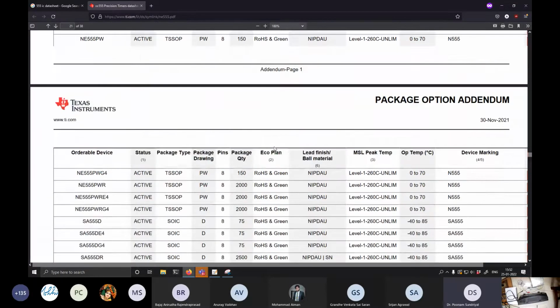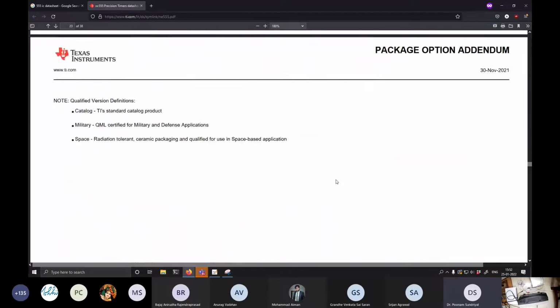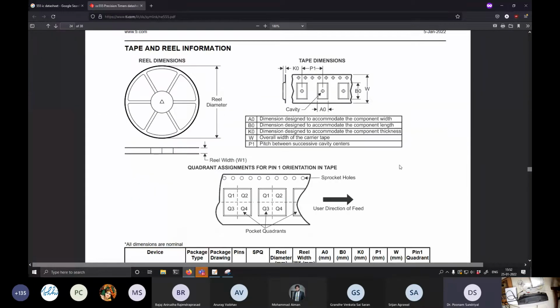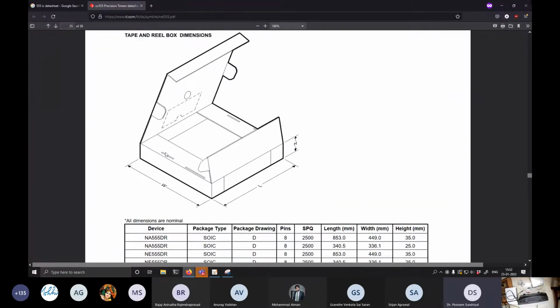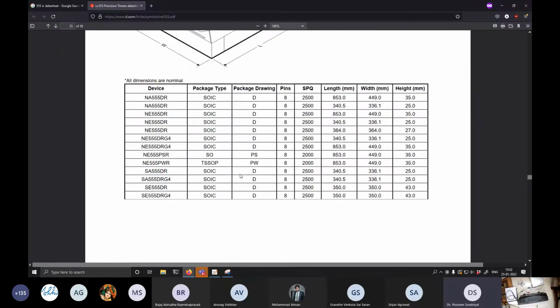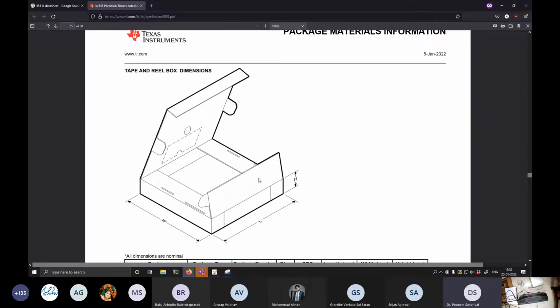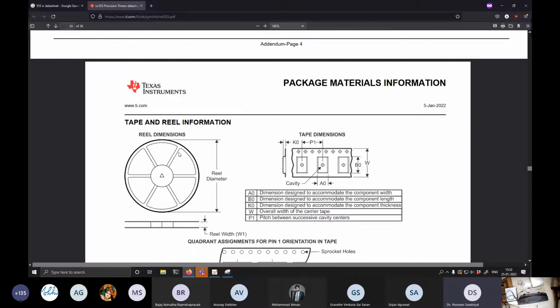And of course, in the end, it's all showing how you can purchase, what kind of boxes they will sell you in. And these are quite important, okay? What kind of boxes, what kind of tape diameters. Who can guess why it is important for us as a user to know what kind of tape and reel they are going to sell it in? Who can guess?